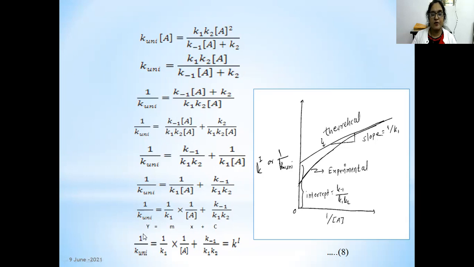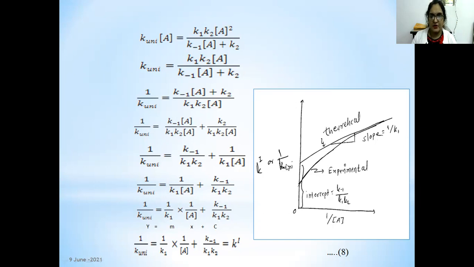Now this is in the form of y equals mx plus c. When we plot a graph between 1 upon k uni and 1 upon concentration of A, we will get a straight line having slope 1 upon k1 and intercept k minus 1 divided by k1 k2.